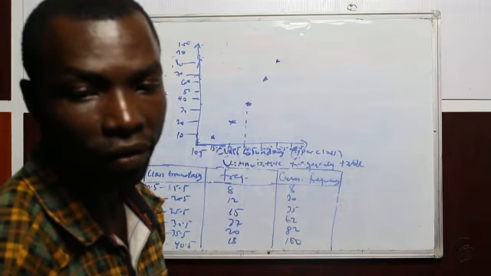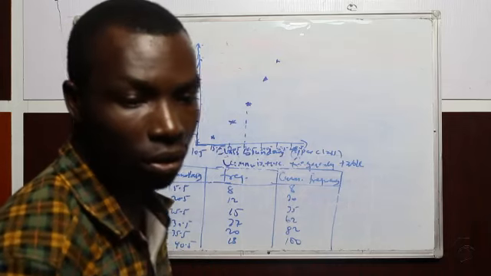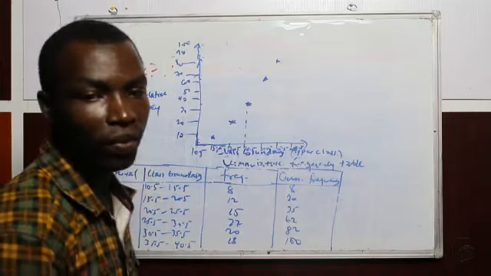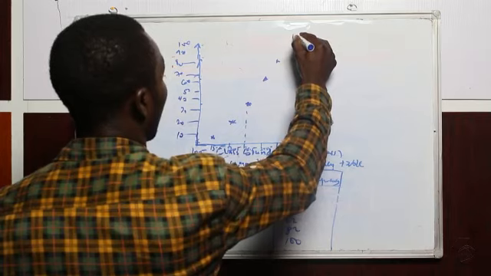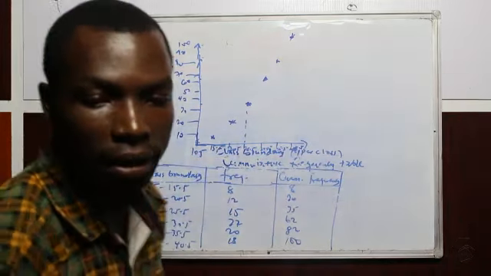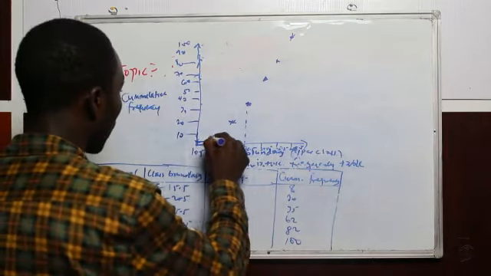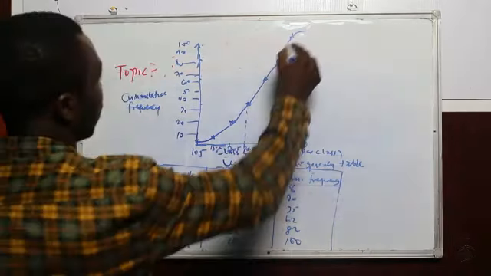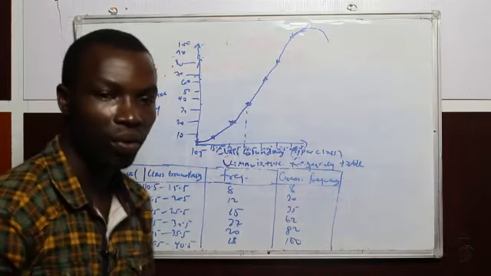Then 40.5 to 100. 40.5 to 100. Trace 40.5 to 100. Now, we have to join the asterisks we've gotten, and our graph looks like this. So this is a cumulative frequency curve.